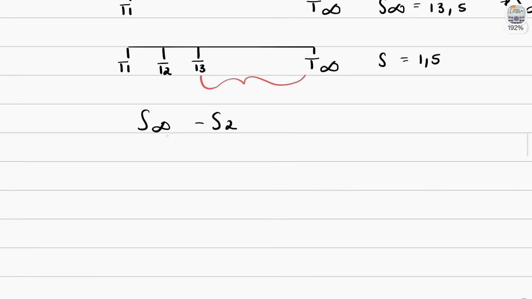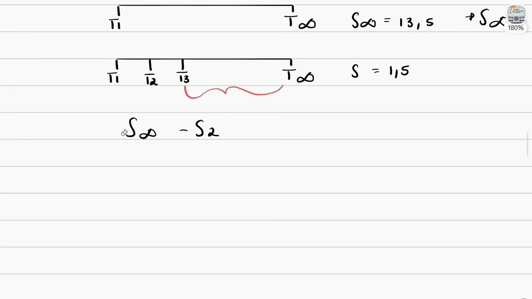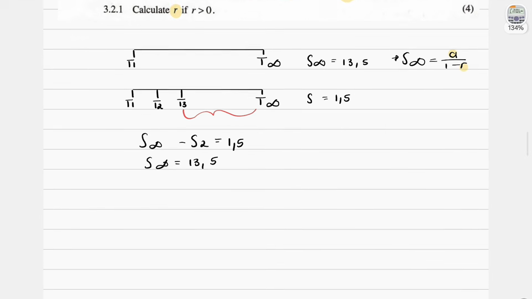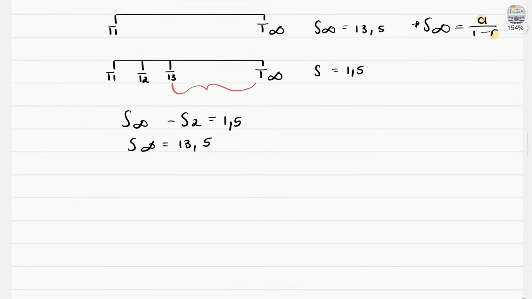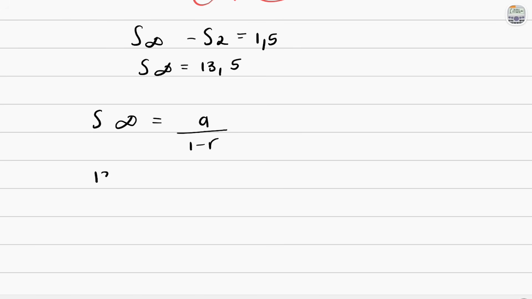So here's what we're working with. They've given us the sum to infinity minus 2 terms and the sum to infinity itself. We know that this is equal to 1.5 and the sum to infinity itself is equal to 13.5. So this is just going to be a simultaneous equation. Let's go ahead and find the sum to infinity. We know the sum to infinity is simply equal to a over 1 minus r. So we'll say 13.5 is equal to a over 1 minus r.